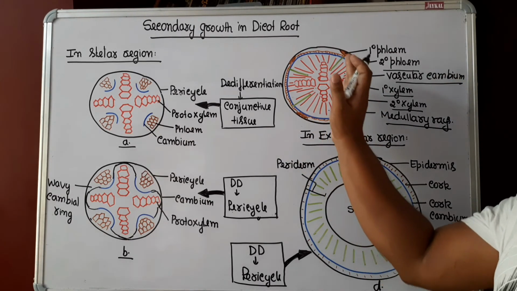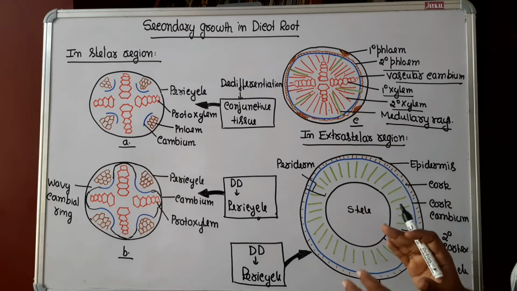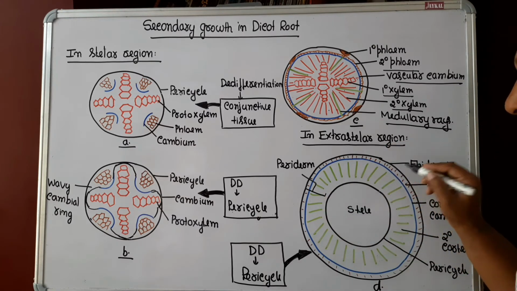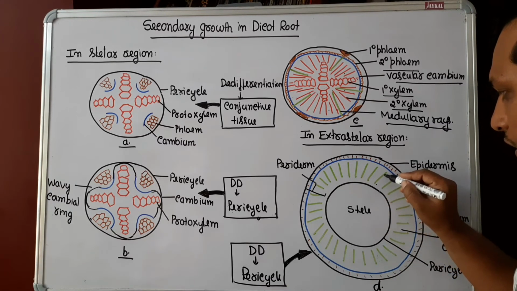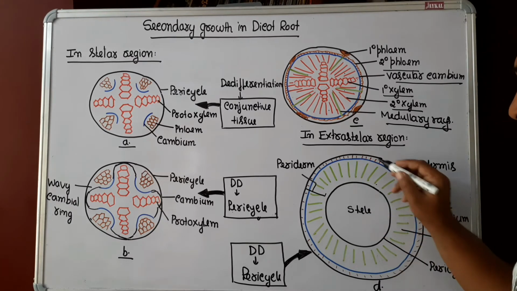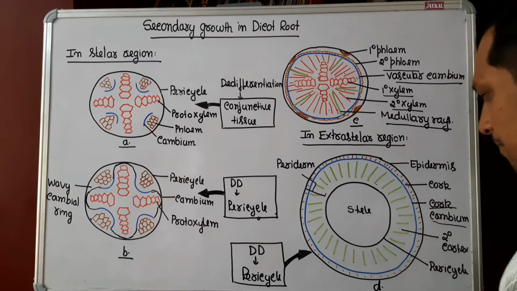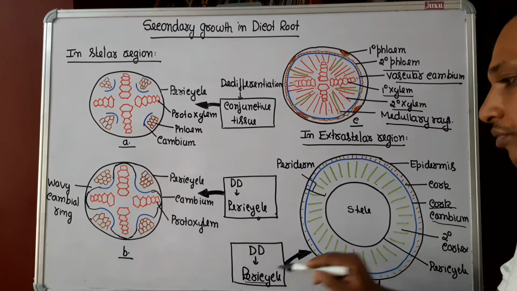That addition of tissues in the stellar region exerts pressure on the outer side where there is epidermis. So outer part of root, if you consider outermost epidermis, this is a stele, pericycle. Next to pericycle you will find endodermis, cortex, and epidermis. Because of the pressure exerted, now in the cortex region there is formation of a cambium known as cork cambium. How is it formed? Cork cambium is formed by dedifferentiation of major part of pericycle.